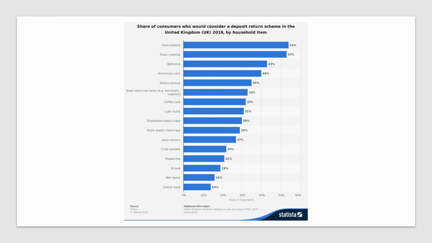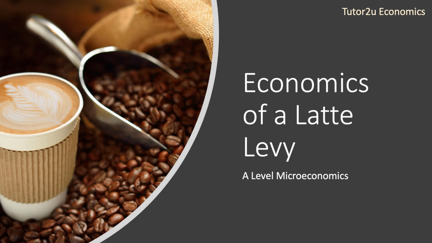And an alternative is a deposit return scheme. If you can find some way of introducing reverse vending machines, people will be able to collect used cups and bottles, perhaps return them for a cash reward or perhaps a discount on future purchases. That might be an alternative policy. Either way, there's lots of economics that you can apply to the issue about the economics of a latte levy.